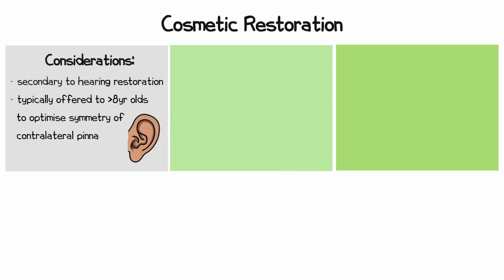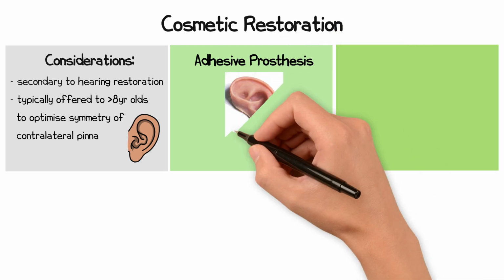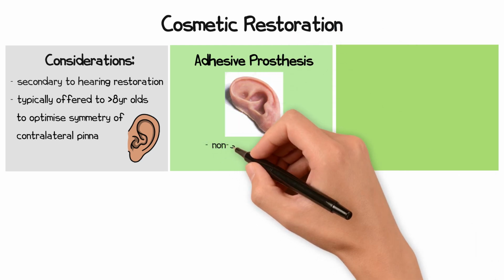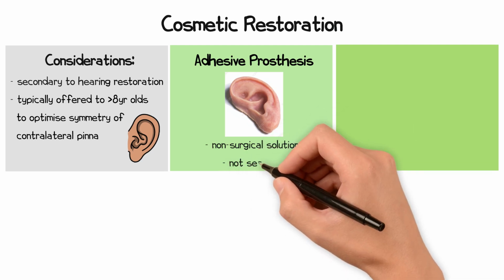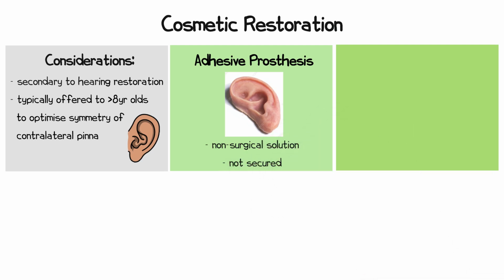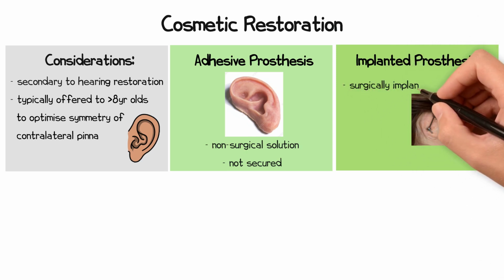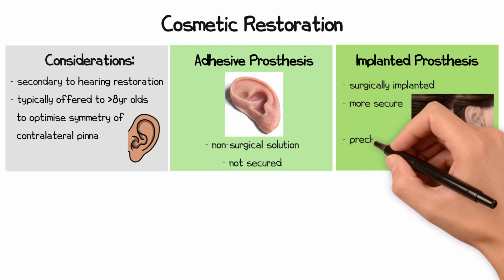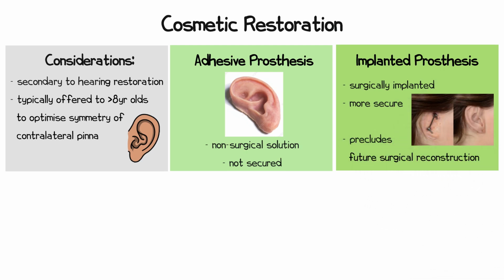Prior to this age, adhesive auricular prostheses can be offered, which are non-surgical but provide an aesthetically acceptable solution. However, as the attachment is insecure, patients may opt for implanted prosthesis. This has the benefit of improved retention, but due to the soft tissue and vascular disruption involved, will preclude the option of a future surgical reconstruction.